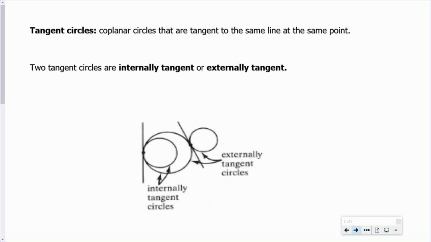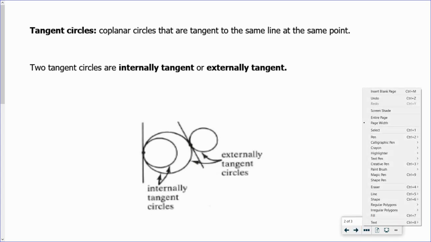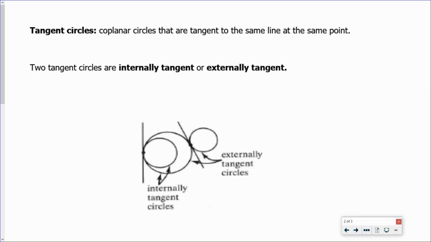All right, so tangent circles are coplanar circles that are tangent to the same line at the same point. Two tangent circles are internally tangent or externally tangent. And again, I provided you with a diagram that illustrates this for you. I'm going to highlight it, and I'll give you an example of each of these and also show you a diagram of two circles that would not be considered tangent at all. So let me go down here.